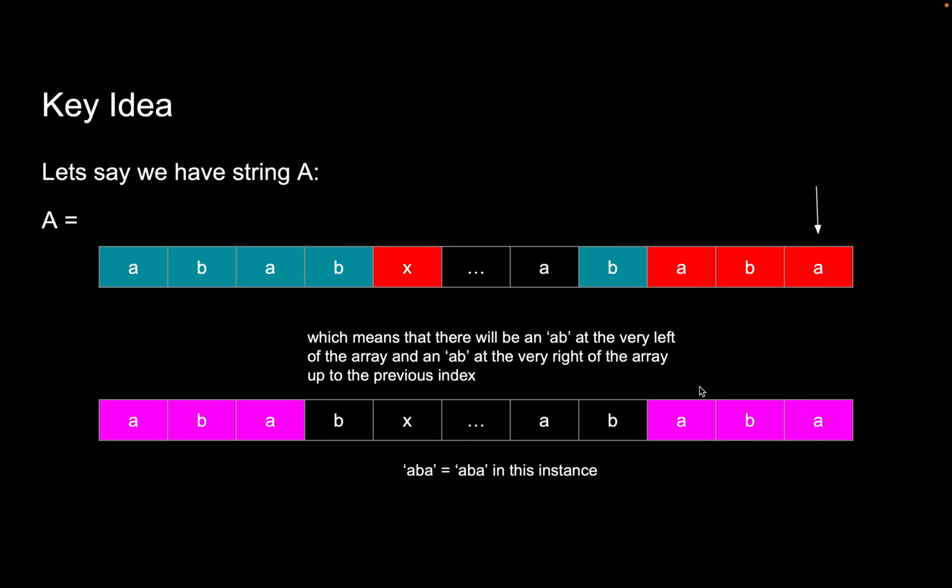So we can see from this example, right? Initially we had a prefix suffix of 4, which was reduced to 2. So we know that there's going to be AB at the very left of the string, and there's also going to be AB definitely at the very right of the string until that point. So we just check the character after AB. If it matches with our current pointer here, then we definitely know that ABA will be ABA here. So we can set the prefix suffix at this index to be 3, as ABA is equal to ABA.